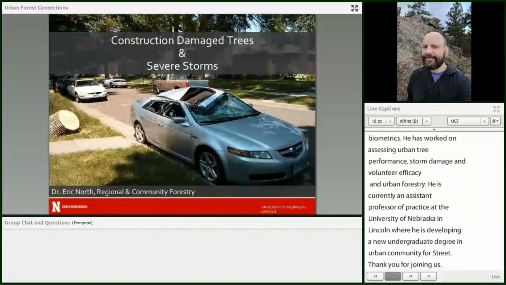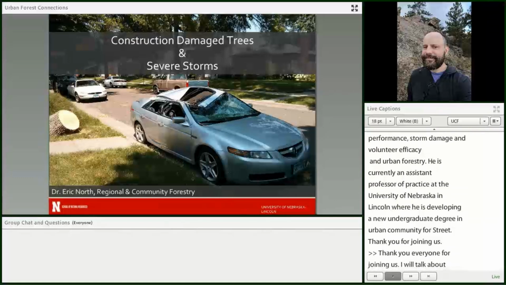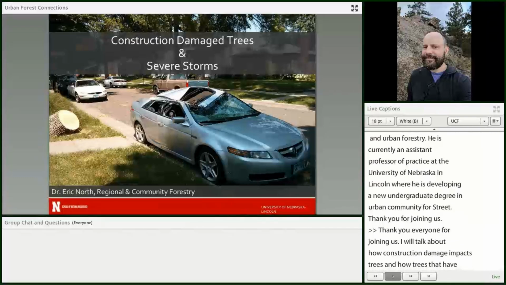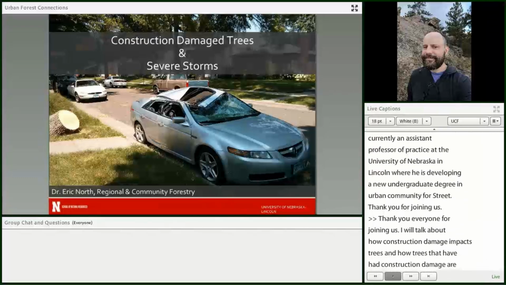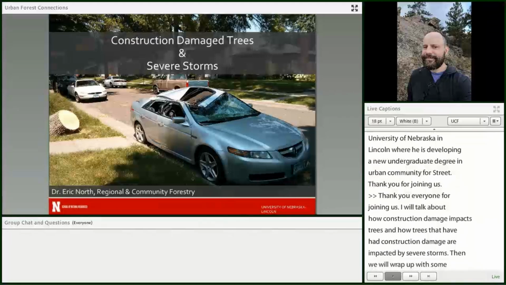So today I'm going to talk about how construction damage impacts trees, and then how trees that have had construction damage are impacted by severe storms, and then we'll kind of wrap up with some potential solutions or things to think about when working around trees, and street trees in particular.